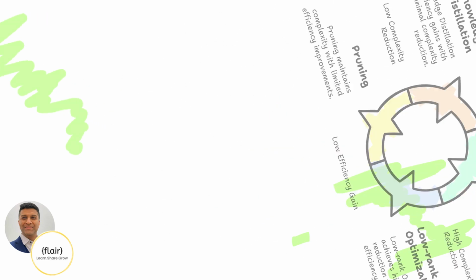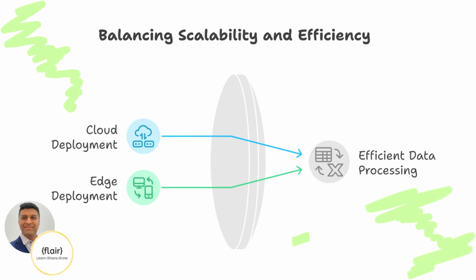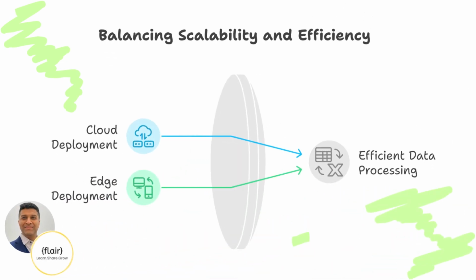When it comes to where your model runs, you've got a choice between cloud deployment or edge devices. The cloud is great because it offers scalable resources, allowing you to run models with heavy computation needs. If you have a lot of data or need to process a huge volume of predictions, the cloud is your go-to solution. But sometimes you don't want to rely on the cloud.